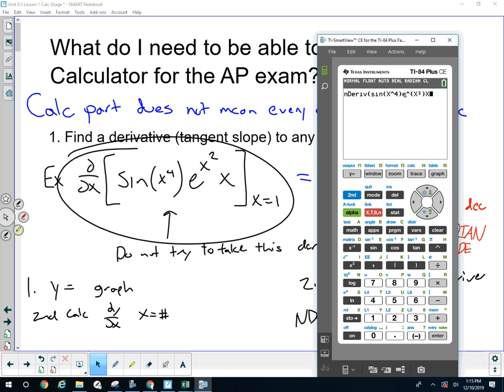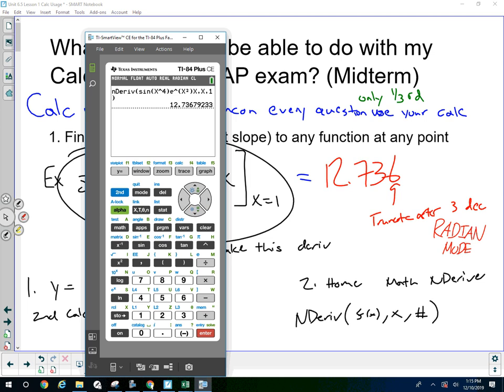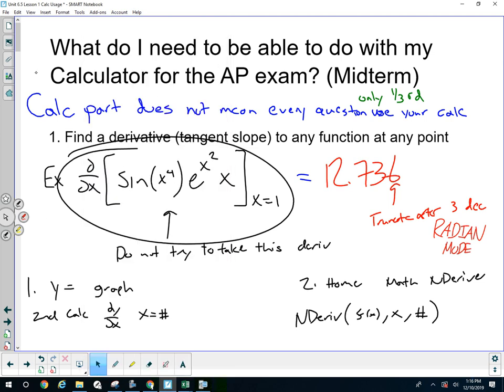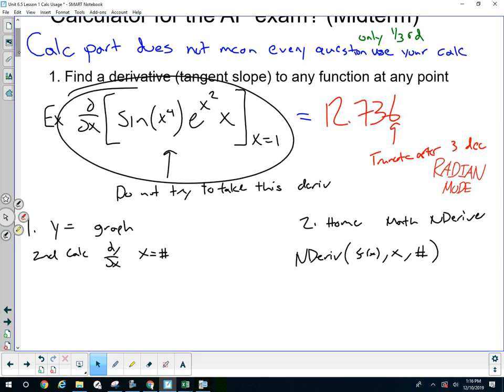Make sure if you have any open parentheses, those are closed. You will then press a comma with respect to x. And then you'll press another comma to say when x equals 1. So take the derivative of this with respect to x. When x is 1, you should get 12.736, just like we did. You do not have to use my calculators. If you have your own calculator, I advise you bring it to the AP exam.